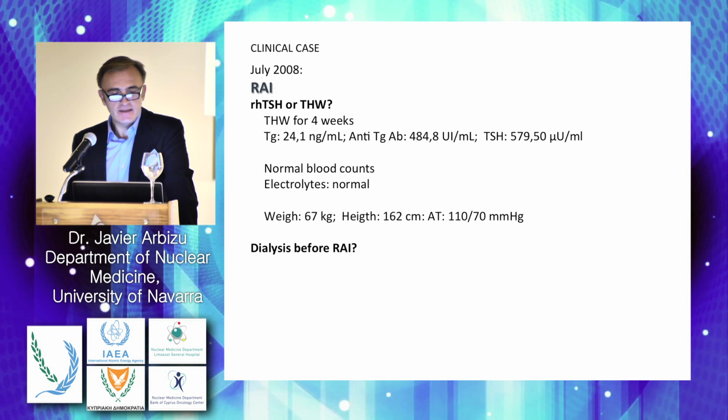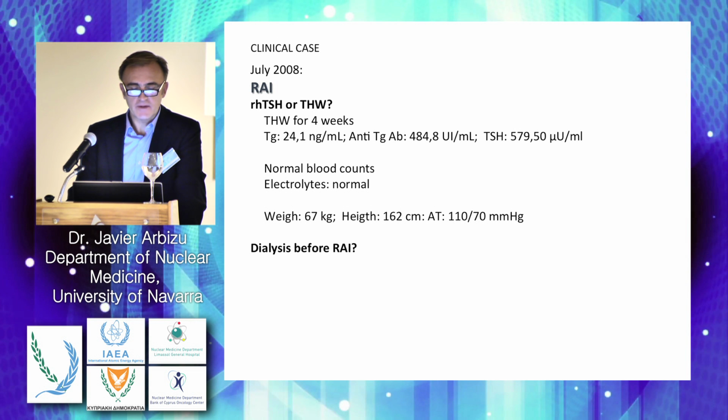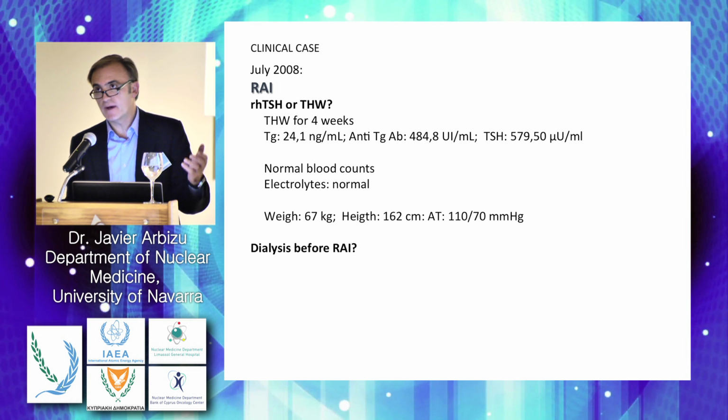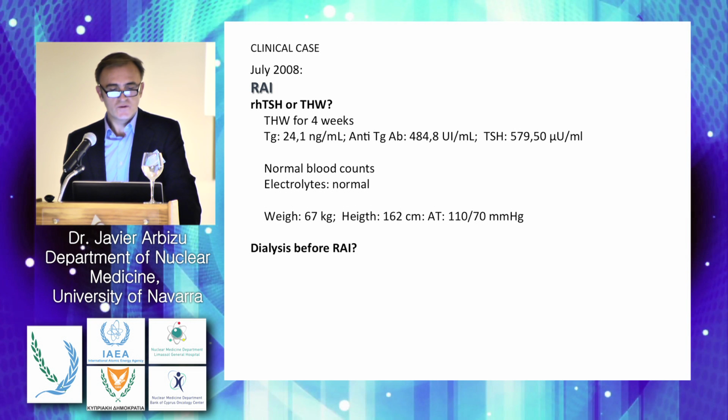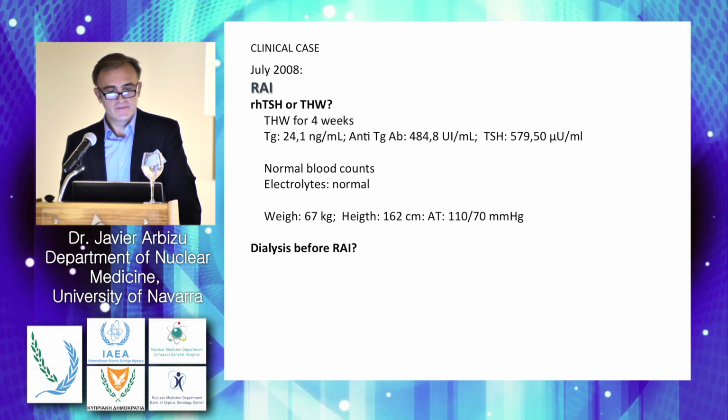This is the data. The thyroglobulin was 24, but look at this, the anti-thyroglobulin antibodies were very, very high, so this is not a real value. And the TSH increased very high in 4 weeks, 579. The blood counts were normal, the electrolytes were normal. This is very important: the nephrologists want to check the weight and the height.